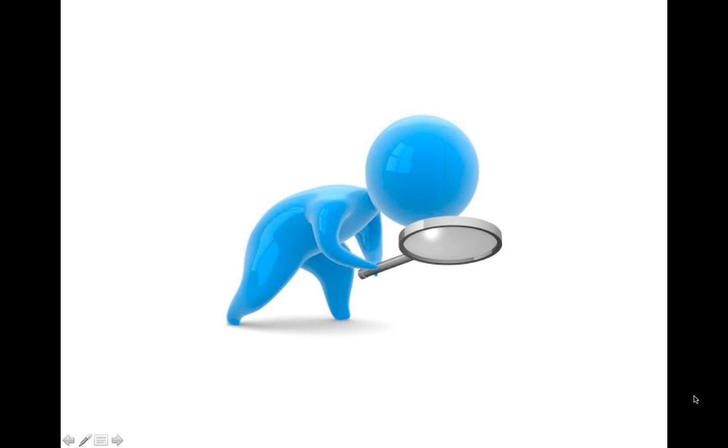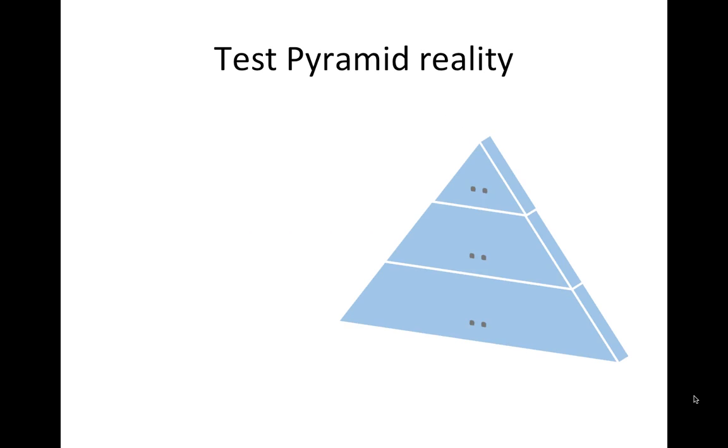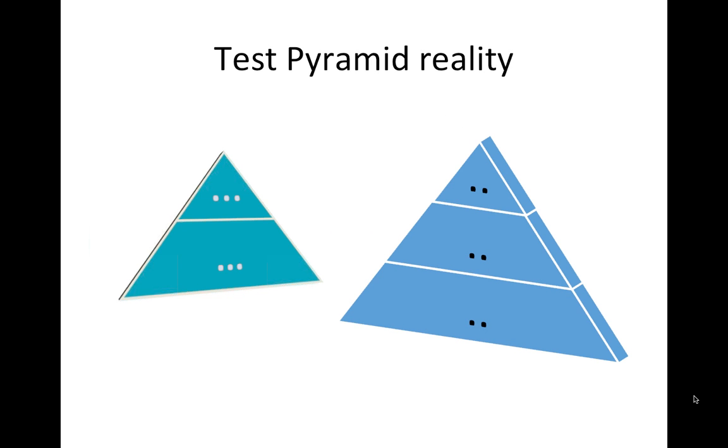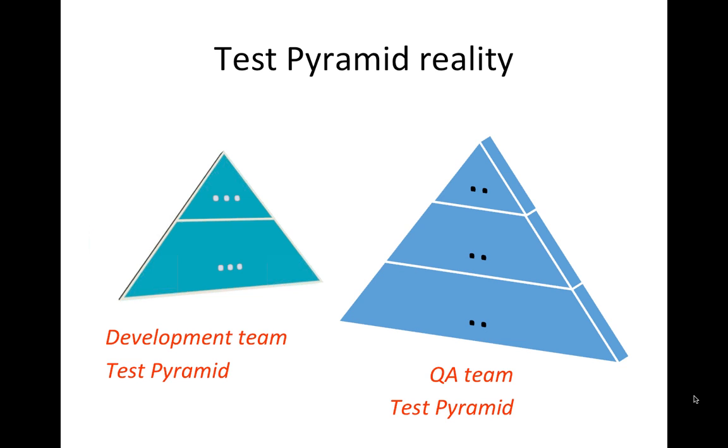If you really think about it, if you take a deep look, you'll find there are different patterns of implementation of this test pyramid on teams. One of the realities is that on teams you will find two different types of test pyramids. One is the test pyramid that the development team owns. The other is the test pyramid that the QA team or the testing team owns. And there is a big divide in it.